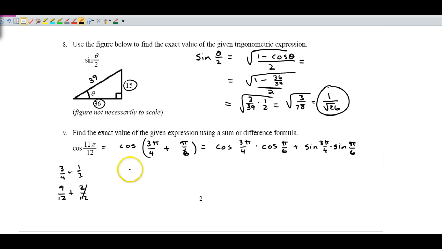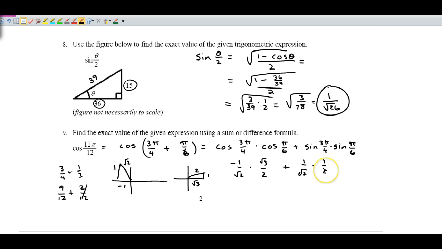So we need that 3 pi over 4 again, which is 1 root 2. This is negative. And in this case, we need pi over 6. That triangle is this. So this is 1, 2, square root of 3. Cosine of 3 pi over 4 is negative 1 over root 2. Cosine of pi over 6 is square root of 3 over 2. Plus the sine of 3 pi over 4 is 1 over root 2. Times the sine of pi over 6, which is a half. So negative root 3 plus 1 over 2 root 2 is what we get for that.